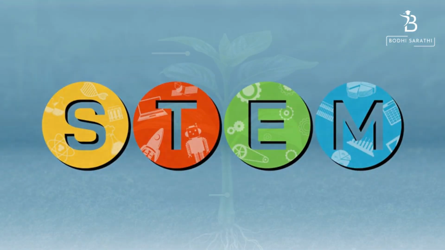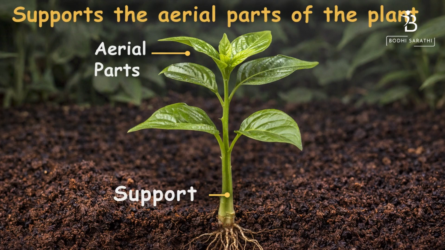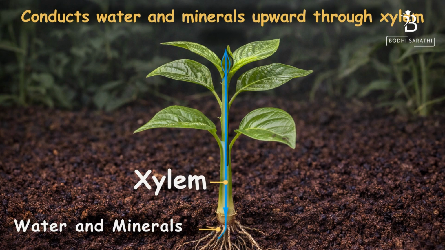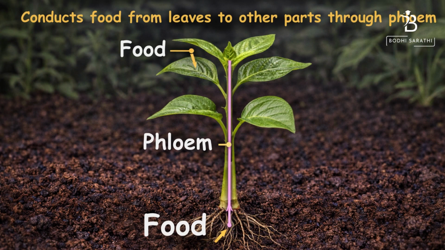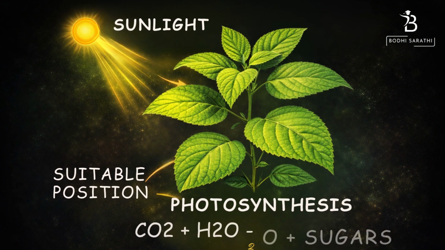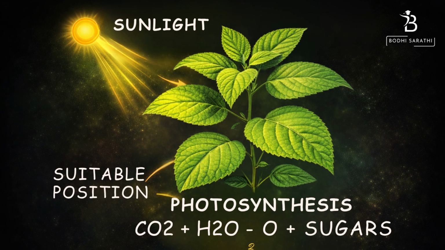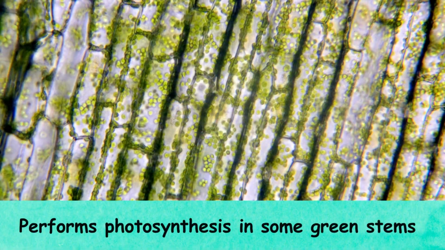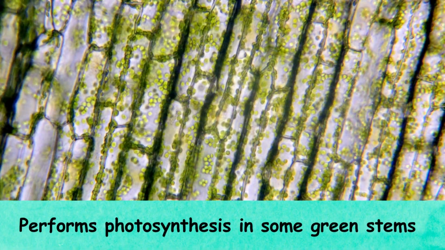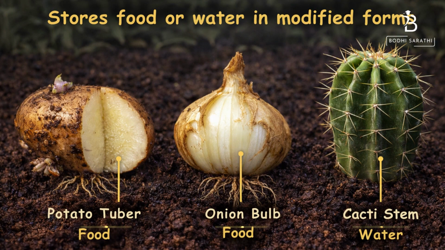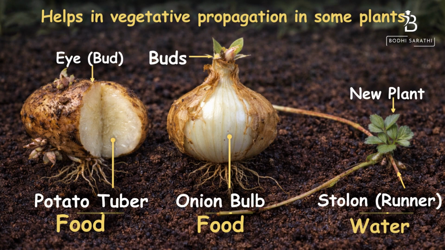Functions of stem: supports the aerial parts of the plant, conducts water and minerals upward through xylem, conducts food from leaves to other parts through phloem, bears leaves in a position suitable for photosynthesis, performs photosynthesis in some green stems, stores food or water in modified forms, helps in vegetative propagation in some plants.